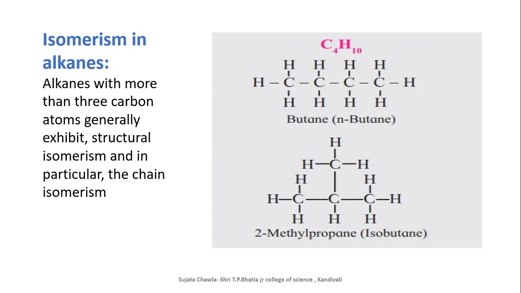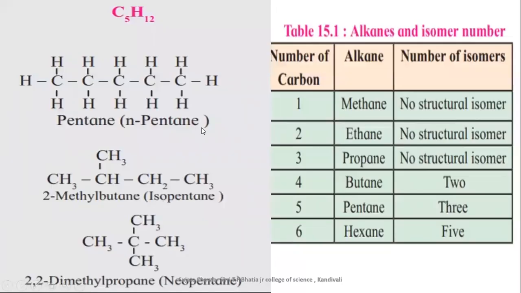Again, I repeat, isomers have the same molecular formula, but they have a different arrangement of atoms within the molecule. So they have C4H10, the same molecular formula, but the arrangement of atoms is different. In n-butane, the chain arrangement of carbon atoms is present, whereas in isobutane, it is a branch arrangement, that is 2-methyl propane. As I repeat, alkanes having more than 3 carbon atoms exhibit isomerism.